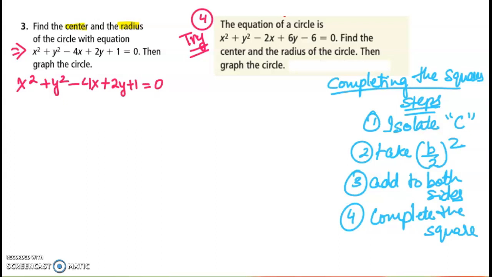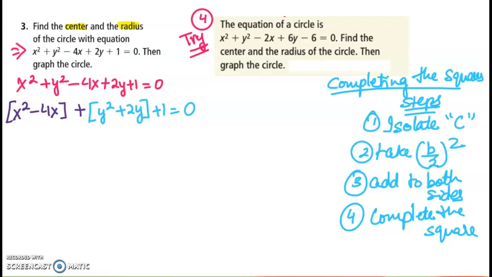So we have x terms and the y terms. I will separate them. So let's separate them. x squared minus 4x, right? And then let's use some different color. Then y squared plus 2y plus 1 is equal to 0, right? So we have to do the completing the square twice in this equation, one for x and one for y.